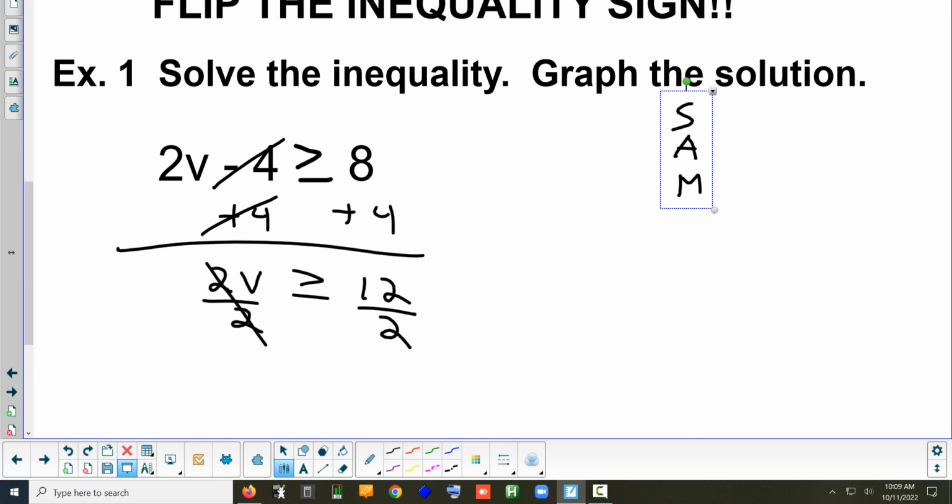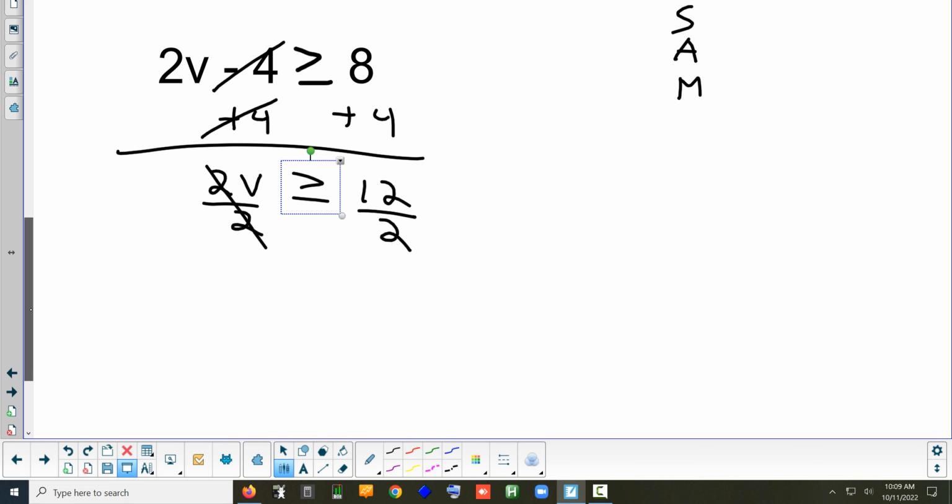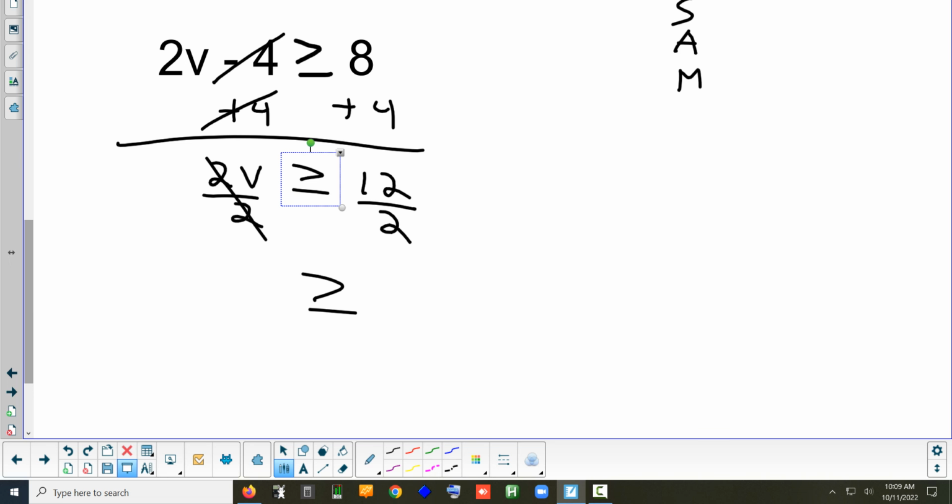And Anaya, when I divide by 2, should I flip this sign? No, I didn't divide by a negative, so don't flip it. So keep that the same. Caleb, what's on the left side now? Just v by itself. That's exactly what we want.